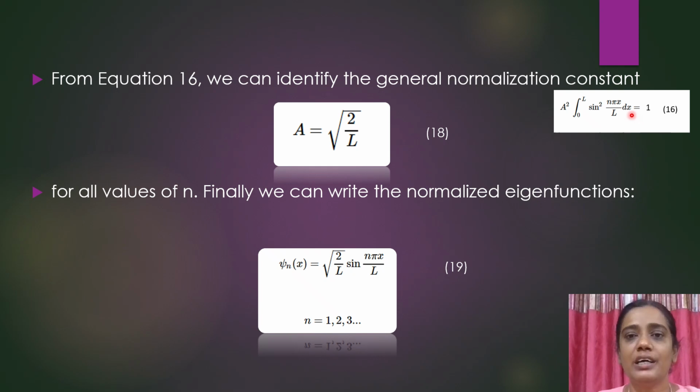So we want the normalization constant A. So A is equal to root of 2 by L. For all values of n, the value of A is the same. Finally, we can write the normalized eigenfunction as psi n of x equals root of 2 by L sine n pi x by L, where n will be taking the values 1, 2, 3, etc.